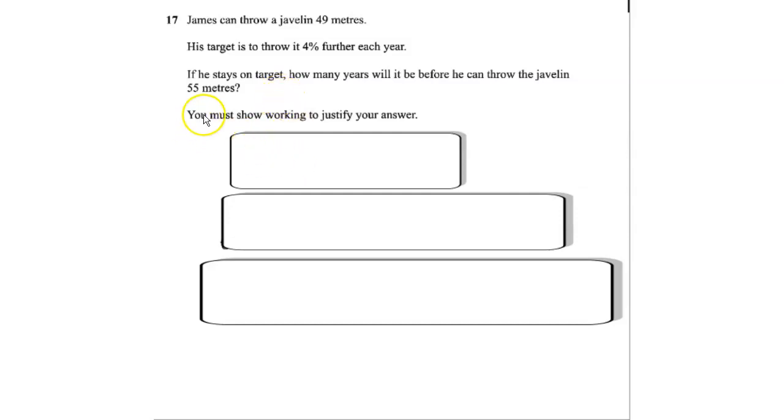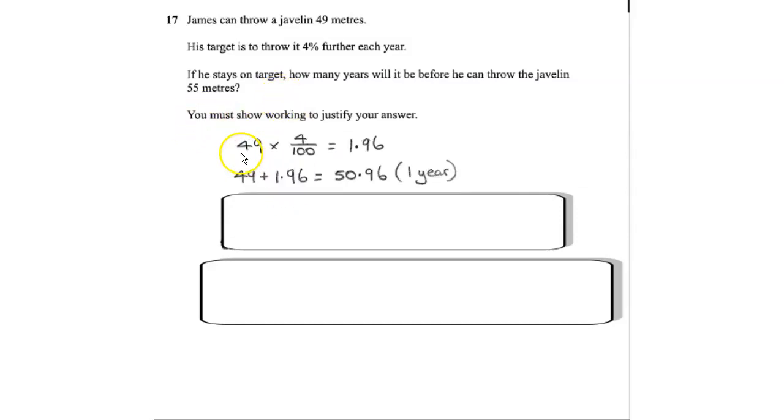So first things first is this one here. You start with 49 and you times it with 4%. And we get 1.96. And because it's 4% further each year, we add 1.96. And so after the first year, you can throw it at 50.96 metres. So this is like a compound interest question where you're just adding percentages and then adding.